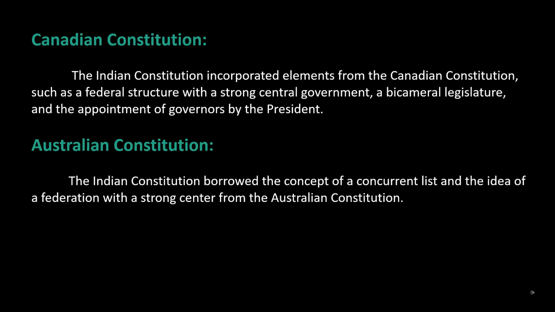Canadian Constitution. The Indian Constitution incorporated elements from the Canadian Constitution, such as a federal structure with a strong central government, a bicameral legislature, and the appointment of governors by the President.